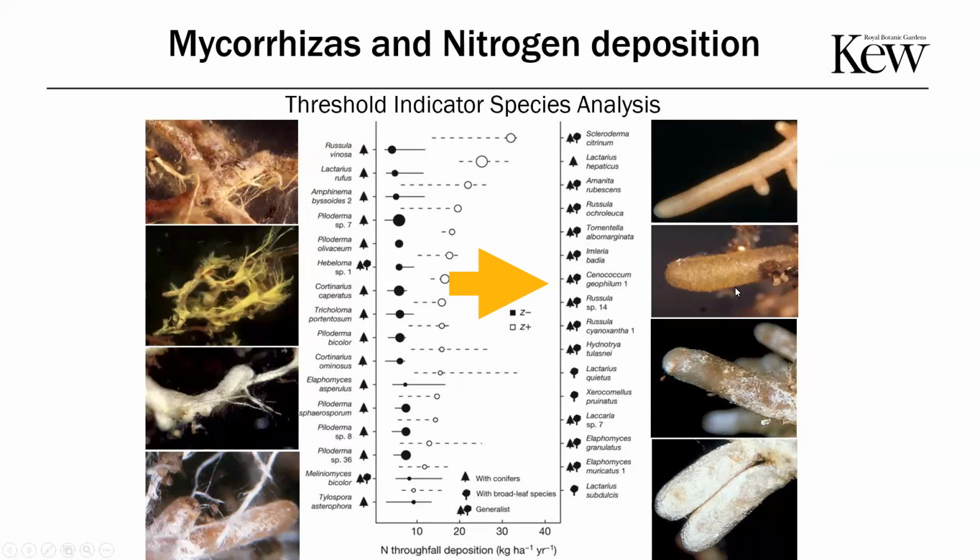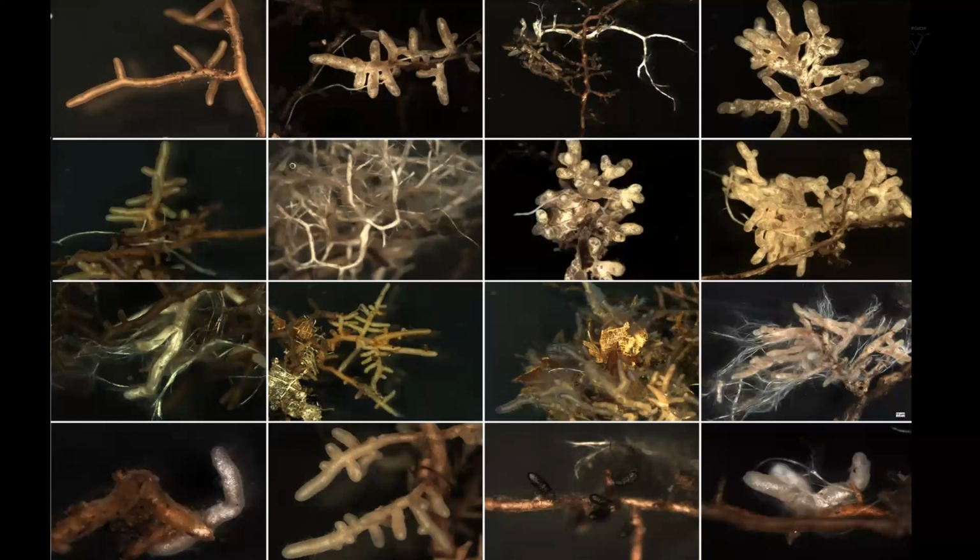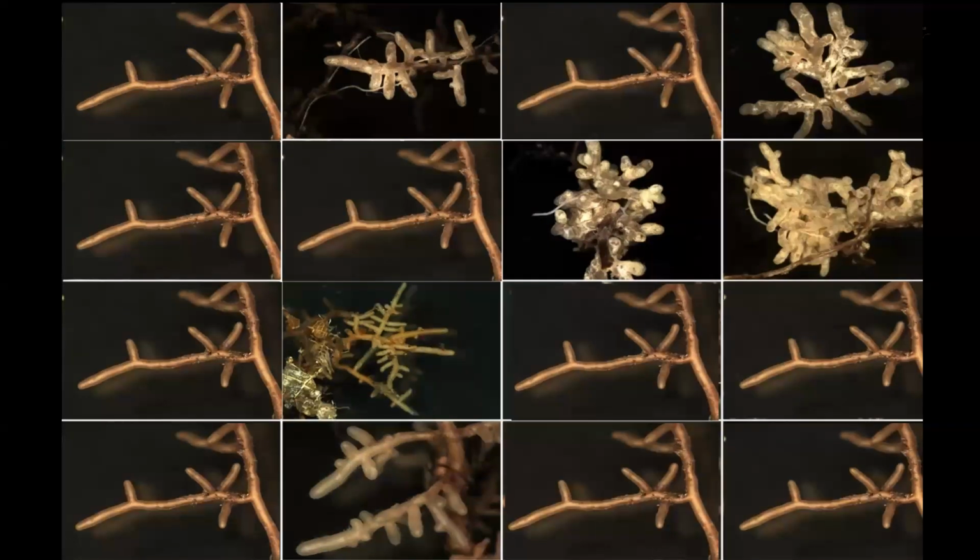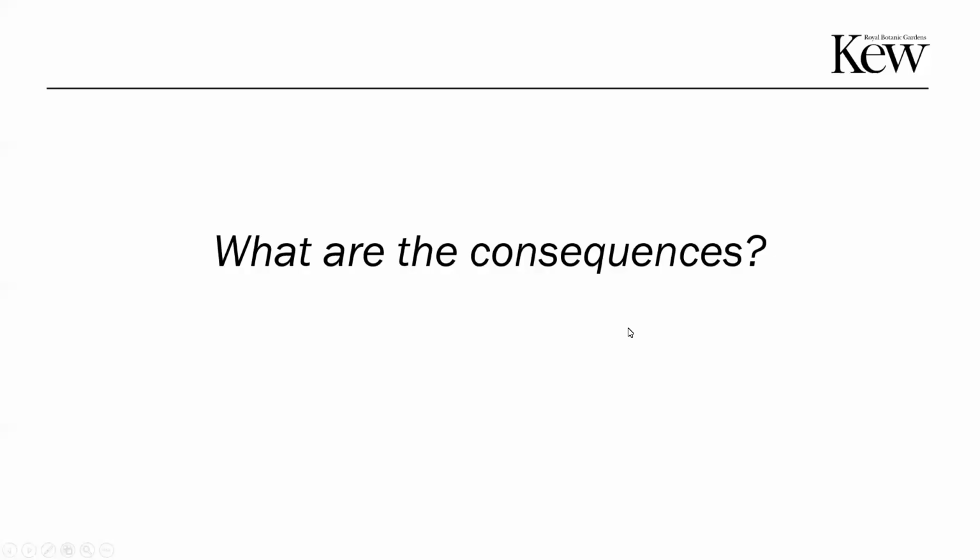So communities that look like this, diverse, with different traits, fungi that form lots of these cords of rhizomorphs and lots of hyphae, move to something like this. Fewer fungi, fewer traits, and the fungi that are dominant become more dominant. But what are the consequences?